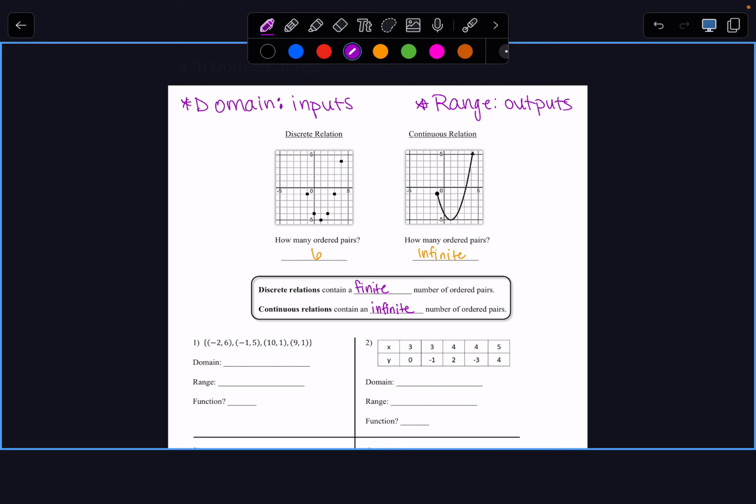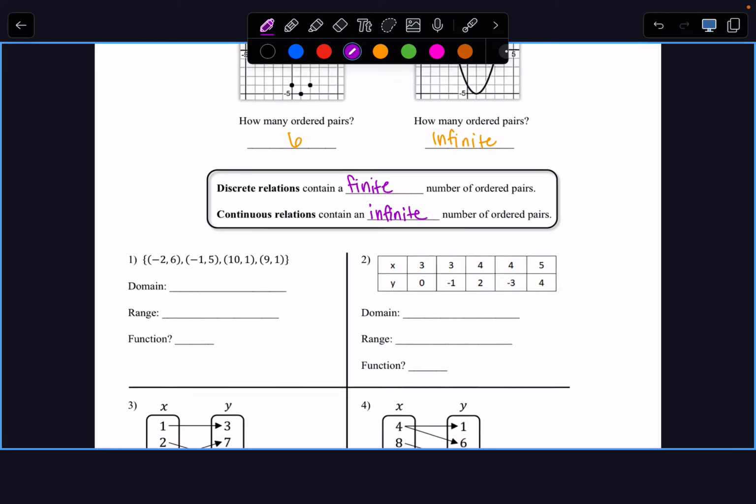So most of the time, our inputs are the X's, right? And our outputs are the Y's. Sometimes we're going to see different variables. That's fine, okay? But I want you to understand that domain is asking you, hey, what are the inputs? Range is asking you, hey, what are the outputs? Okay? So when we look at number 1 right here.